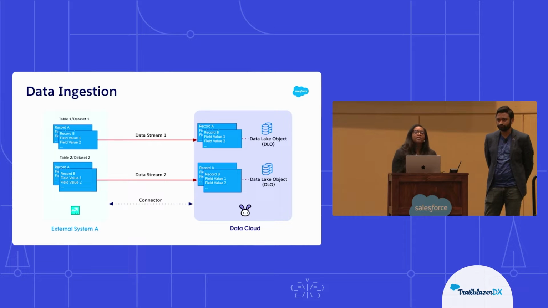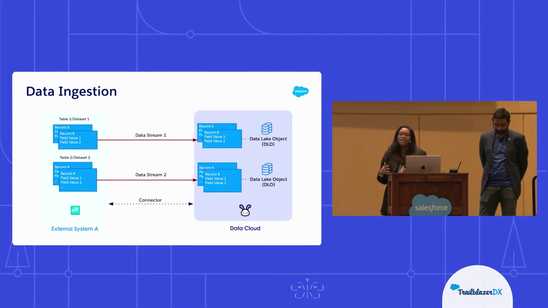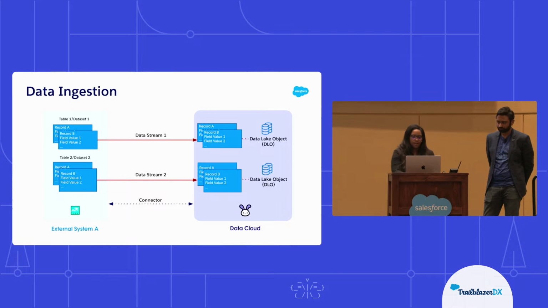Now your data lake object is your initial container that's going to hold the data. There's no transformation or anything at this point. All of the data is just coming in and initially hitting our data lake, and it's hitting our data lake object, okay?